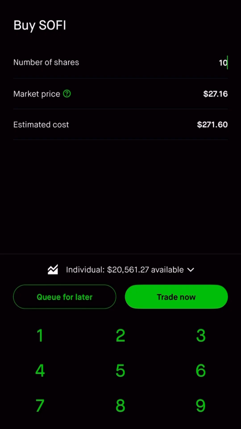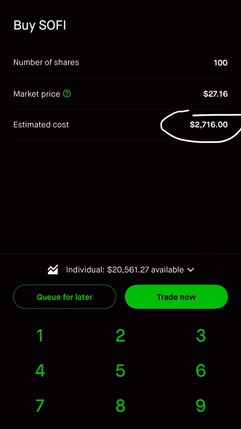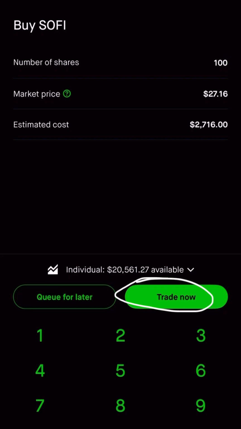We're going to do 100 in this example. And we can see that the market price is $27.16, which was the stock price. To purchase 100 shares for $27.16, this would cost $2,716. To go ahead with this trade, you would simply click Trade Now, and you would purchase those shares for the current stock price. That is purchasing a stock with a market order.